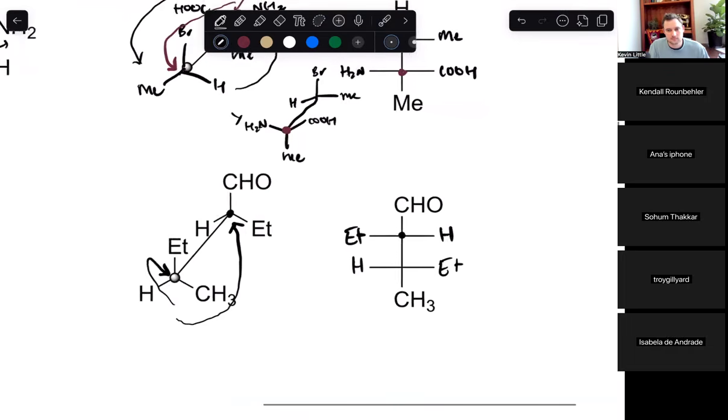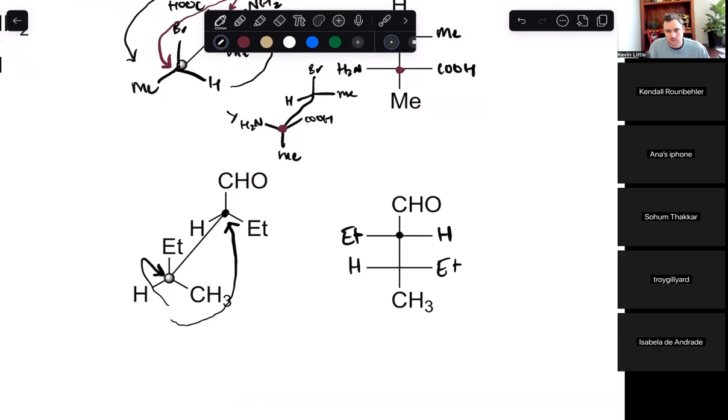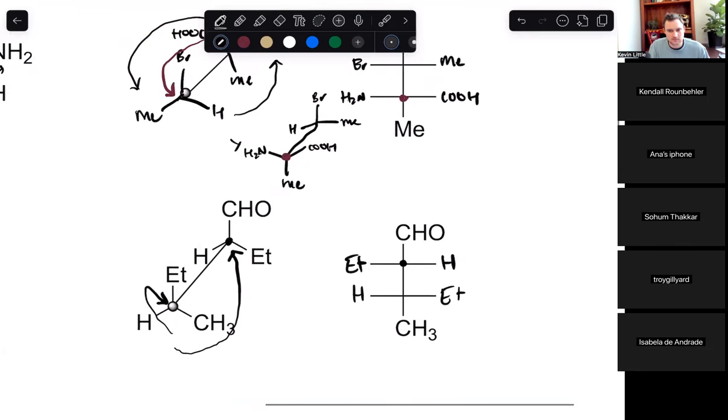Okay. So our Fischers are coming along a little bit. You guys feel better about them after yesterday, maybe getting some more practice?